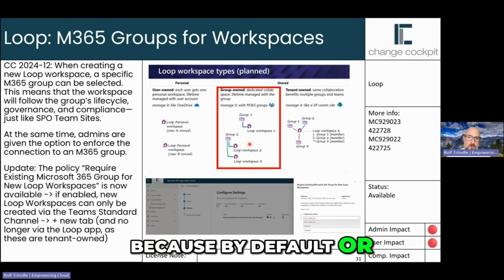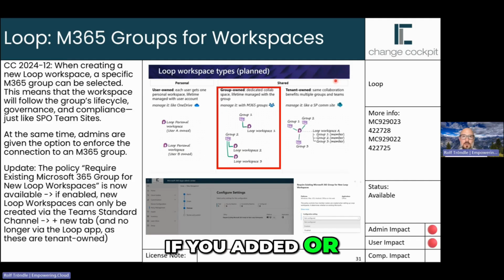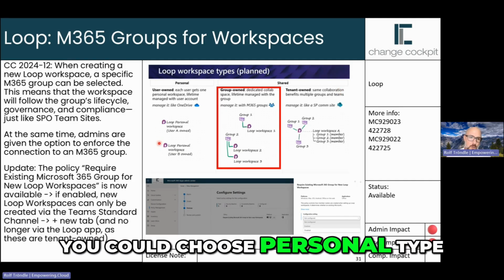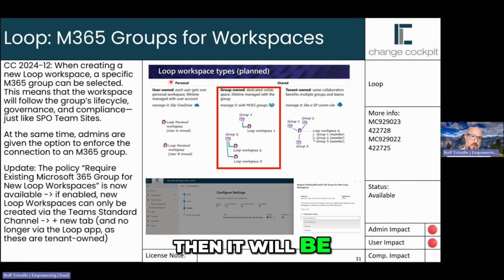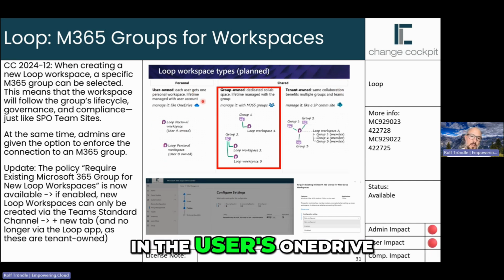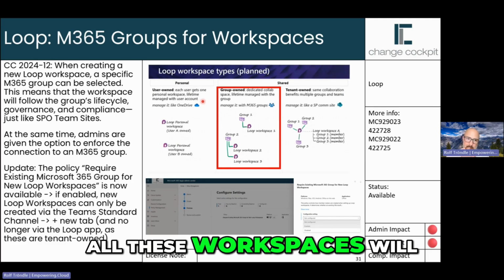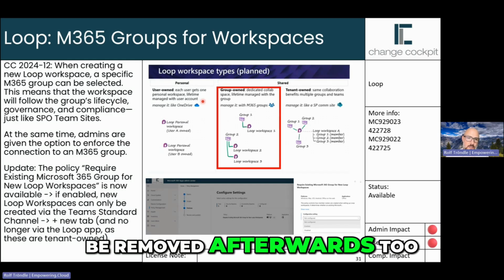Because by default, if you created a Loop workspace inside the Loop app, you could choose personal type. That's okay. Then it will be stored in the user's OneDrive, and it will follow the user's life cycle. If the user departs the company, all these workspaces will be removed afterwards too.